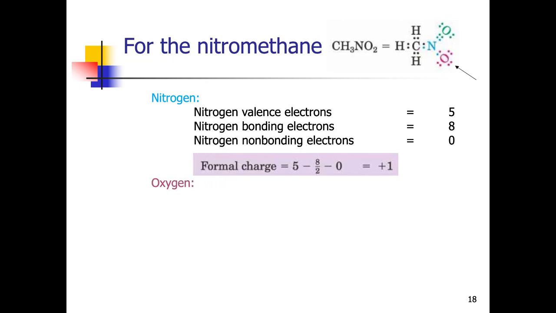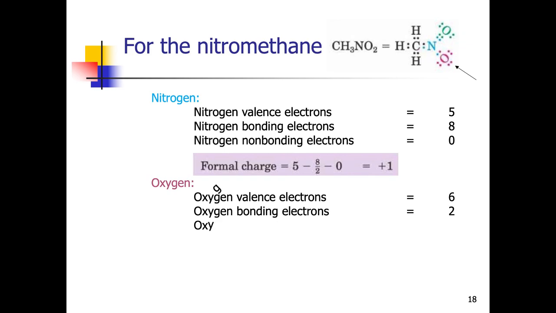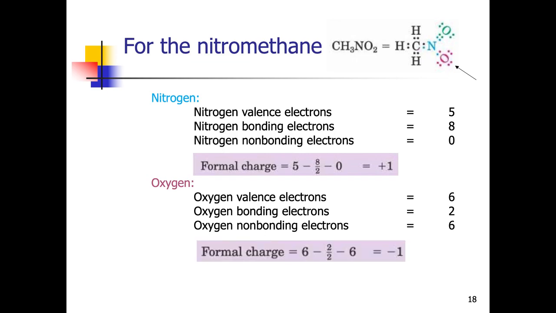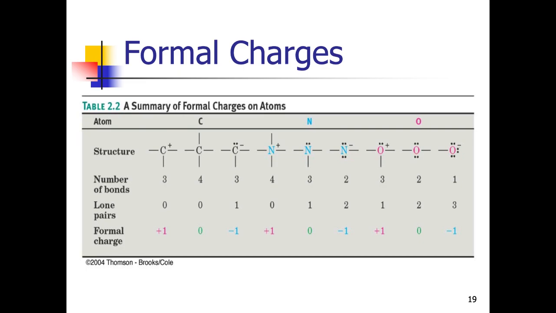For the oxygen atom: oxygen valence electrons equals 6, oxygen bonding electrons equals 2, oxygen non-bonding electrons equals 6. Formal charge equals -1. Look at the table, you can see carbon, nitrogen, and oxygen atoms with plus, 0, and minus formal charges.